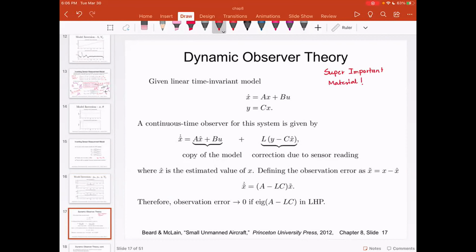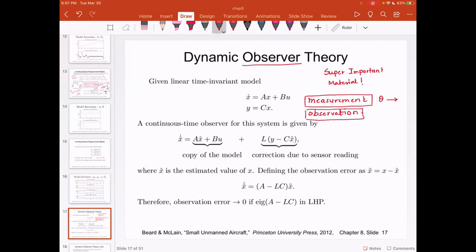Now, the first question is, what is an observer? So many a times, you have a measurement and you have an observation. So there is a difference between measurement and observation. For an example, if you are trying to measure the value of theta and you have a super duper accurate instrumentation that gives you the value of theta directly, then that's a measurement.